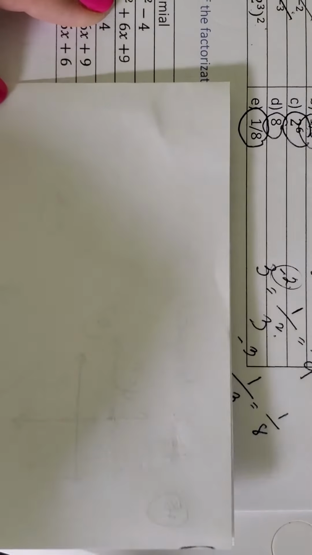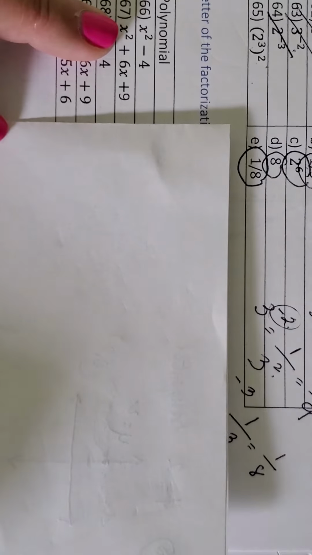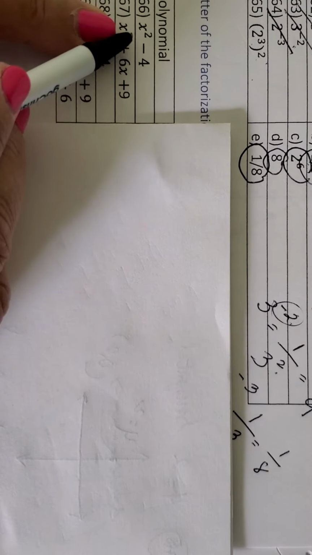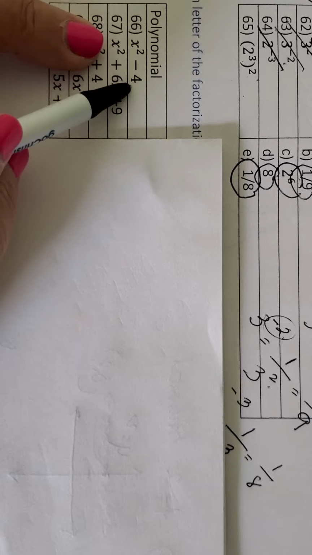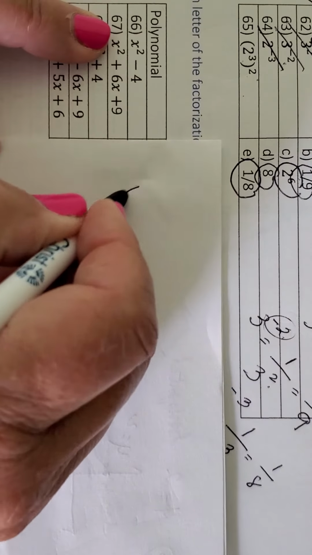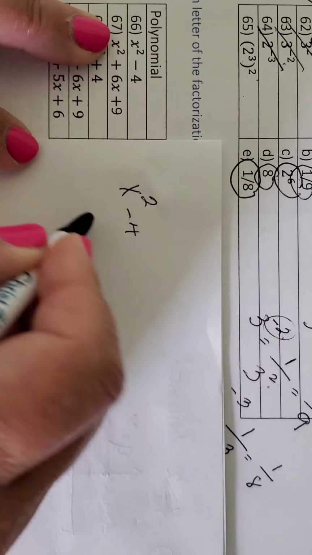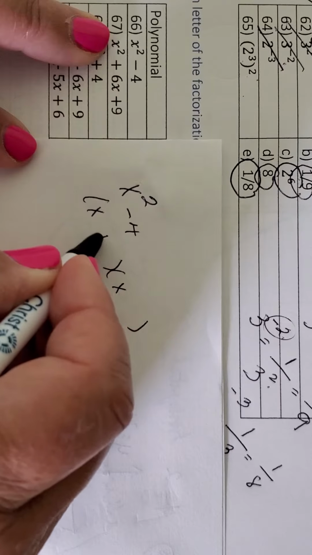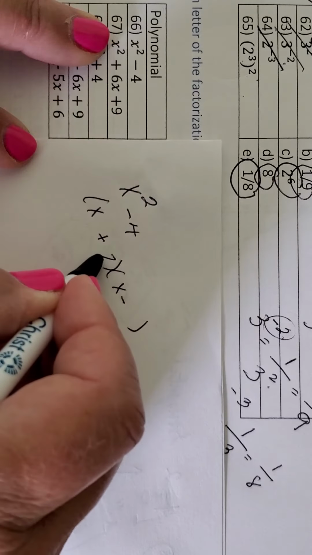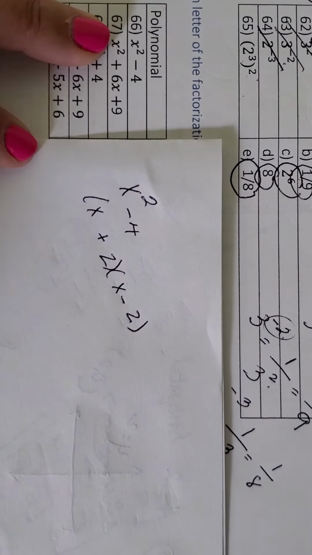I'm making it a little bit bigger. That is a difference. And this is a perfect square because x to the second power is x squared and 2 to the second power is 4. So when we have something like x squared minus 4, it's going to be x. I write x here. One is going to be plus, the other one is going to be minus. This is 2 and this is 2. That's the way that we do it.